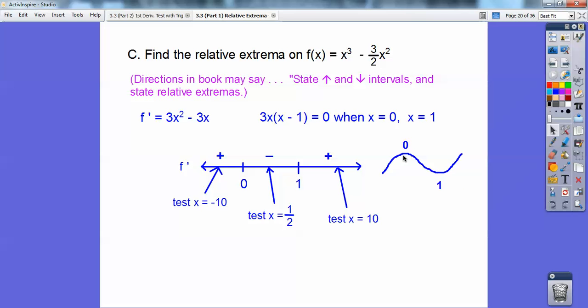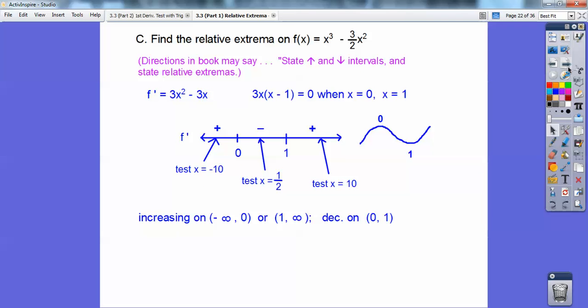So there's a relative max at 0, a relative minimum at 1. And so I'm going to say it's increasing on negative infinity to 0, and it's also increasing on 1 to positive infinity. It's decreasing from 0 to 1. Okay, and then so there's the increasing and decreasing right there.